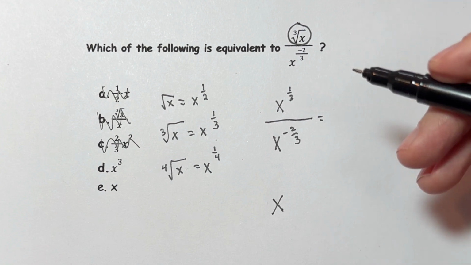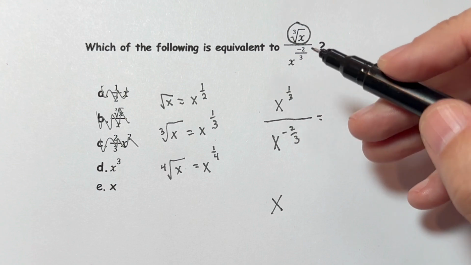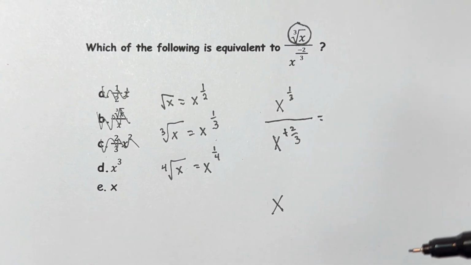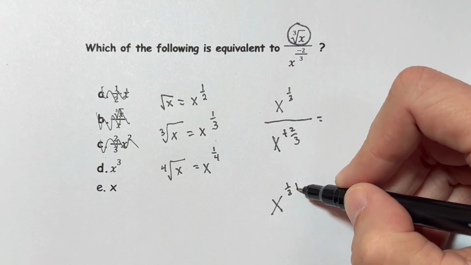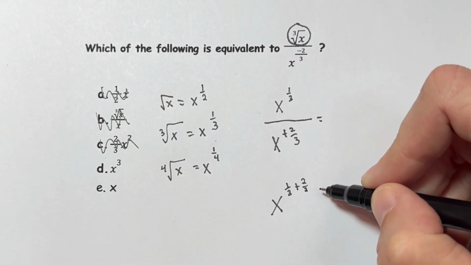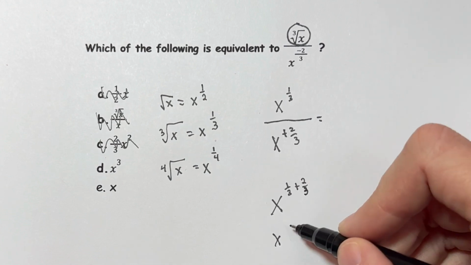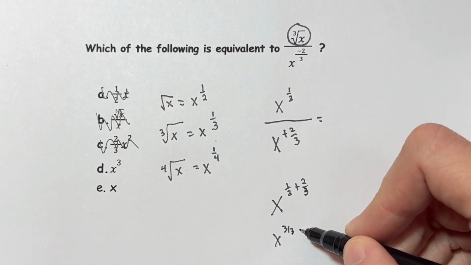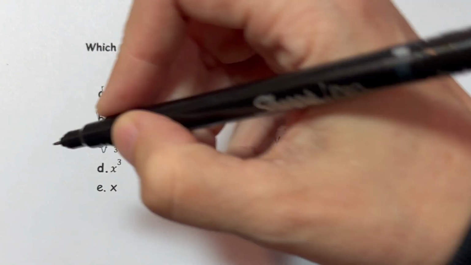Then, the exponent on the top was bigger, so change the sign of the other one. It's negative 2/3, make it a positive 2/3. Then all you have to do is take 1/3 plus 2/3. And when you do that, you get 3/3, which is x to the 1, which is x. So the answer is E.